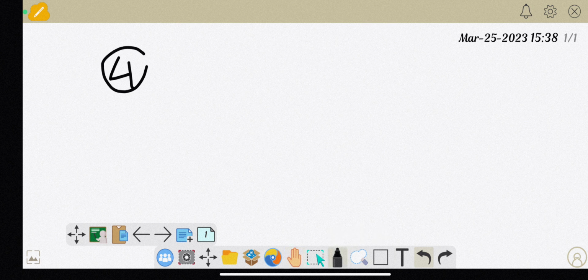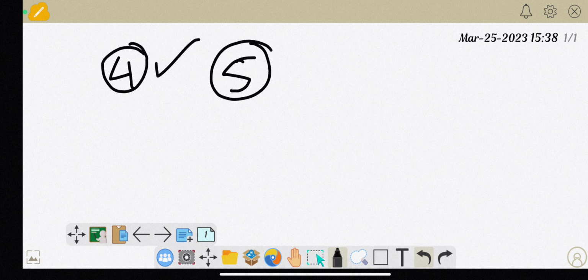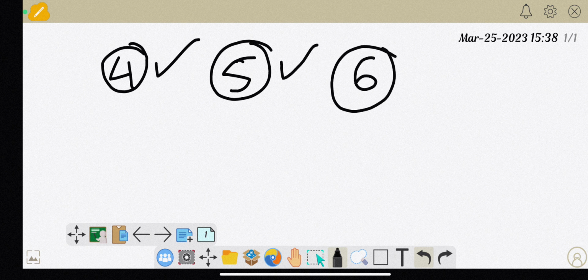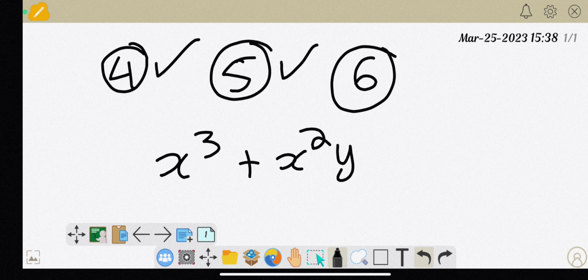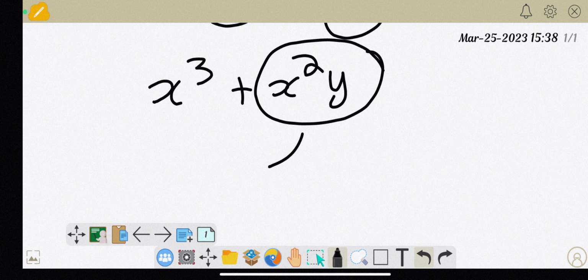Okay, so question number 4 you have to do by yourself. And question number 5 is also easier, same method whatever we followed earlier. And even question number 6. See, in question number 6 you have to note this here. There is x cube and there is x square y. If you have a term like this, how would you differentiate this term?